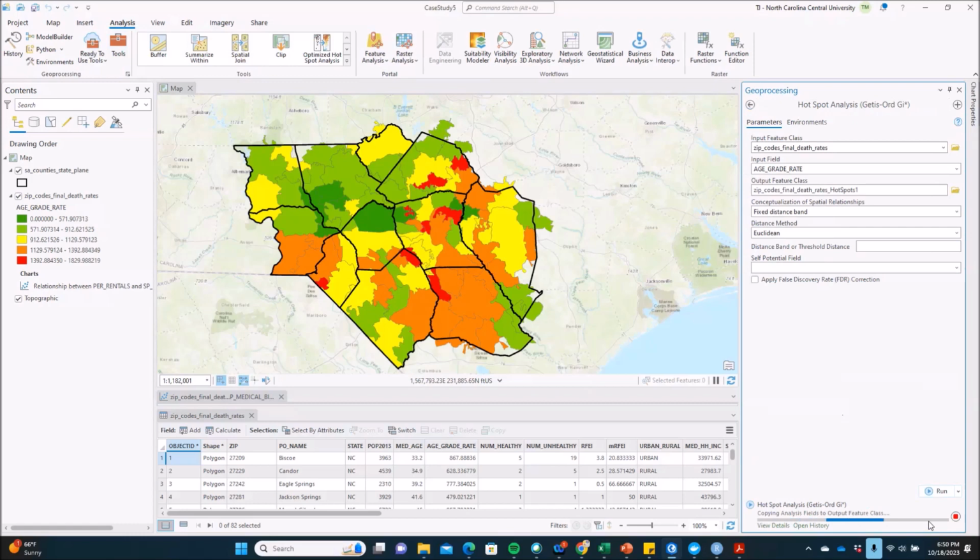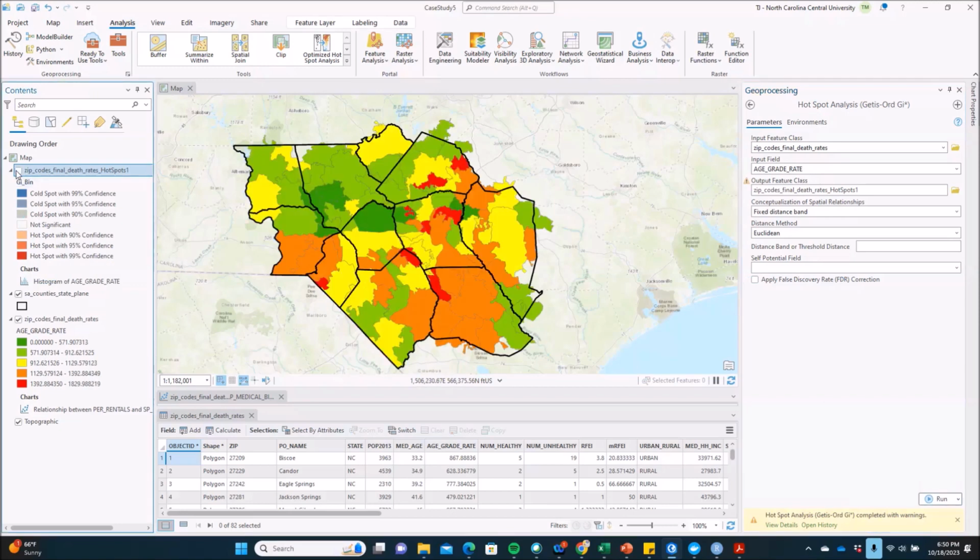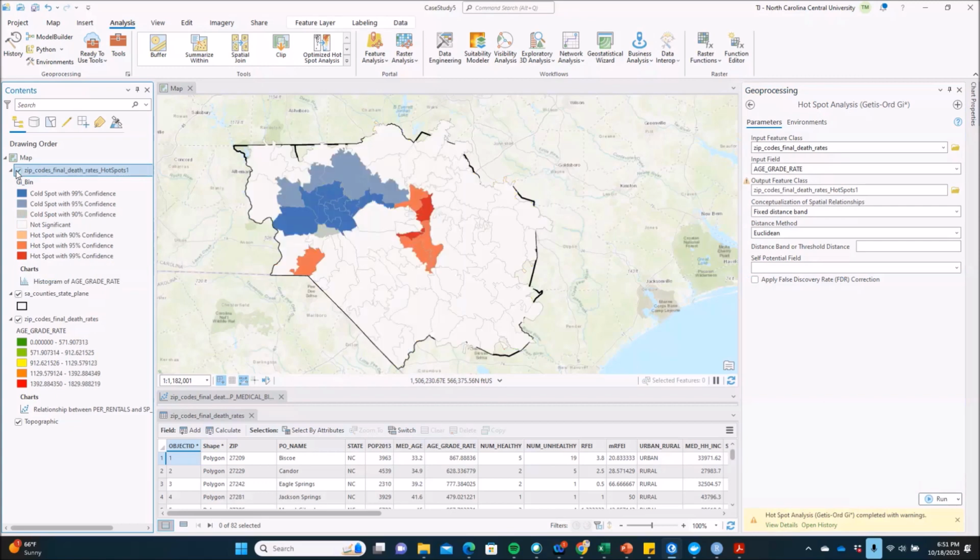And so you might get different ones here. I'm not going to focus too much on this, but this is kind of what we're looking at right here. And so now we can look at the cold spots, heart disease death rates, your hot spots over here. So you can kind of see what we're looking at right here. So we got our hot spots and our cold spots.